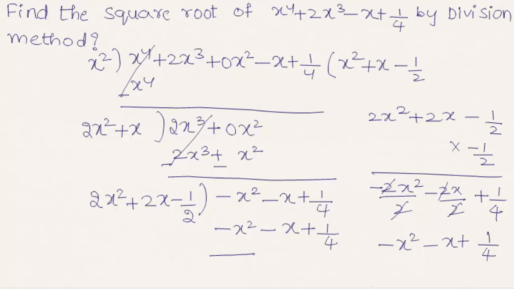And now let us subtract this. We get the additive inverse of minus x square as plus x square and the additive inverse of minus x as plus x, and the additive inverse of plus 1 by 4 would be minus 1 by 4. By simplifying, all the terms get cancelled and we get the remainder as 0. And we get the square root of the expression as x square plus x minus 1 by 2.